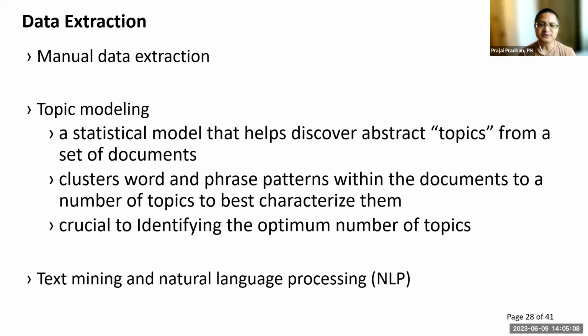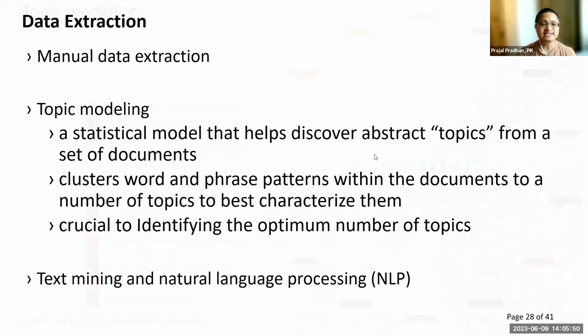And when there are a lot of papers out there, what one can do is also use a method called topic modeling, which is a statistical model that discovers abstract topics from a set of documents. It looks at the documents and tries to cluster words together, and predict the number of topics that these documents could represent. The second thing is that one can also use text mining and natural language processing to know more about what is there in the literature.